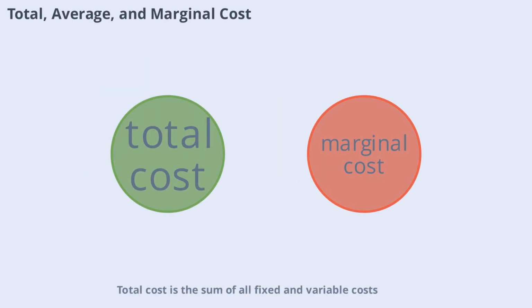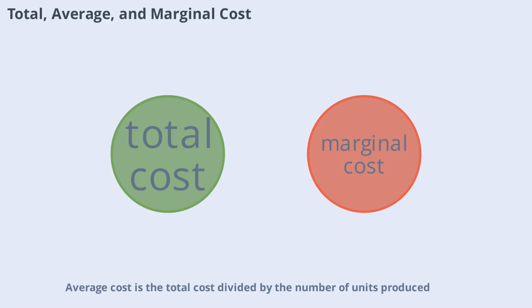Total cost is the sum of all fixed and variable costs. Average cost is the total cost divided by the number of units produced, while marginal cost is the additional cost of producing one more unit. These measures help firms analyze their cost structure and set prices that cover expenses and generate profit.